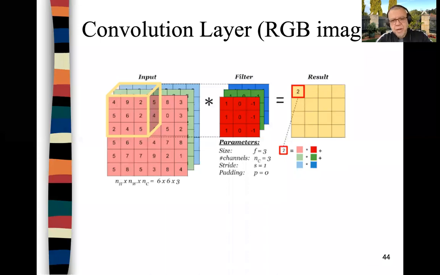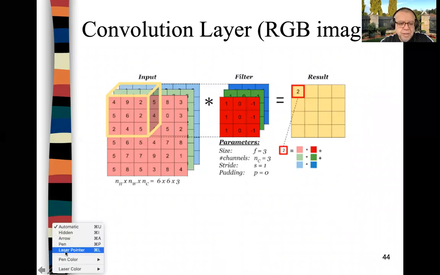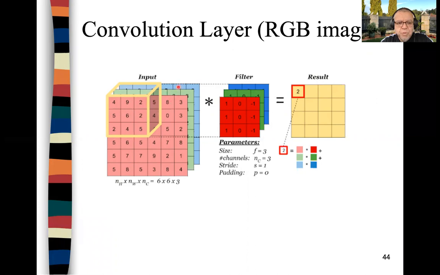Okay, let's review how the standard convolution works. If you remember, in the case of an RGB image, so a red, green, and blue image, we have 6 by 6 pixels and 3 channels: red, green, and blue. And we want to filter with a filter which has a number of channels of 3, just like the input image. And the size of this filter is 3 by 3.